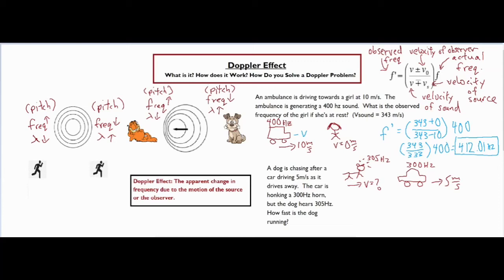All right, so this problem is going to be a little bit tougher conceptually and mathematically. So we have f prime over here, which is the observed frequency. So we do already know that number. The dog hears a frequency of 305 hertz. And then this question is going to be taking off this question where the velocity of sound is 343. And then we have the actual frequency of the sound source, which is 300 hertz.